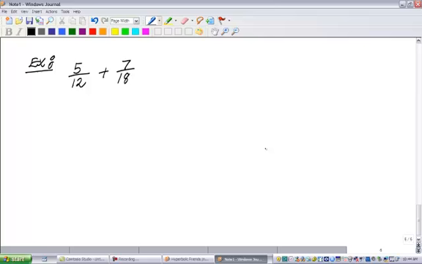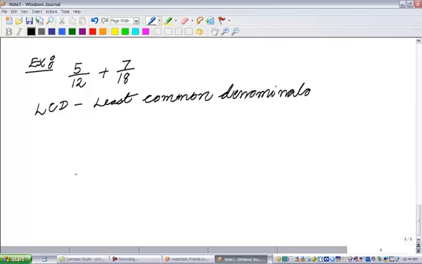12. I have to, the word is the common denominator, right? Have you guys heard about the word common denominator? So LCD, it means least common denominator. Least common denominator. I'm looking for a number which would be a multiple of both of my denominators, and I want to pick the smallest of that.